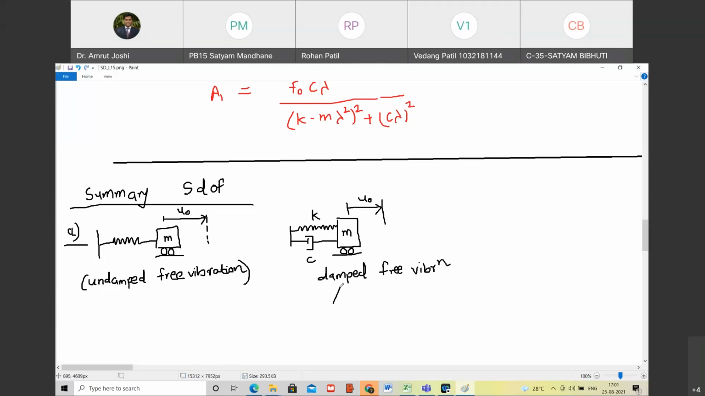This damped free vibration had three cases. One is underdamped system, critically damped system, and then we had an overdamped system. So we dealt with the damped free vibration of underdamped, critically damped and overdamped system all together. So this was case B that we handled.